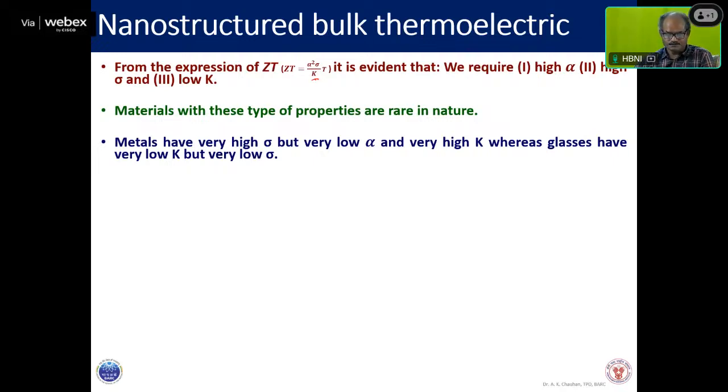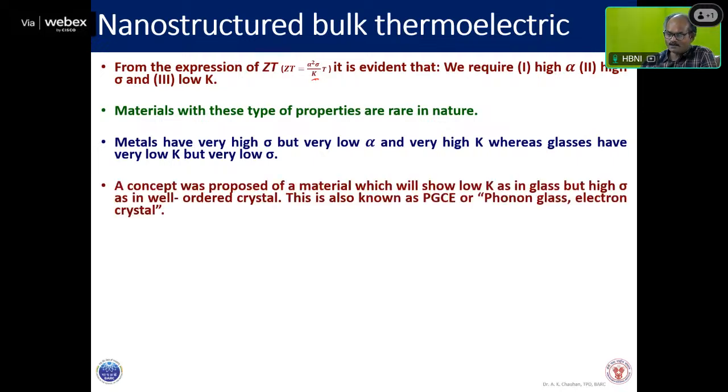So for example, metals have high electrical conductivity and therefore have a very low alpha value, that is the Seebeck coefficient, and a very high thermal conductivity. On the other hand, glasses have a very low thermal conductivity, but at the same time, glasses don't conduct electrically either. So the electrical conductivity is also low.